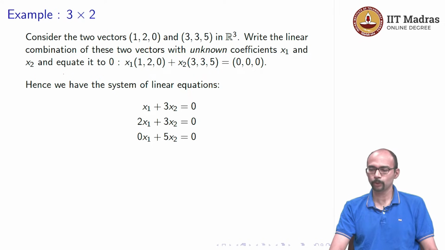So, the first coordinate gives you x1 plus 3 times x2 is 0, the second coordinate gives you 2 times x1 plus 3 times x2 is 0, and the third coordinate gives you 0 times x1 plus 5 times x2 is 0.